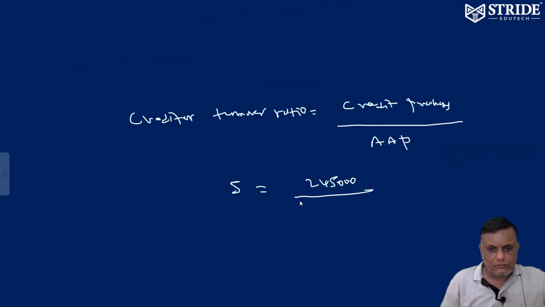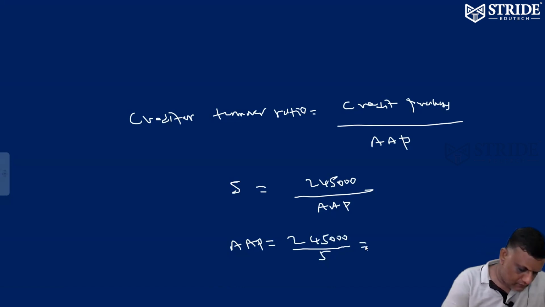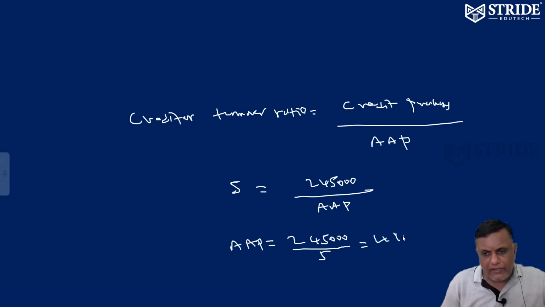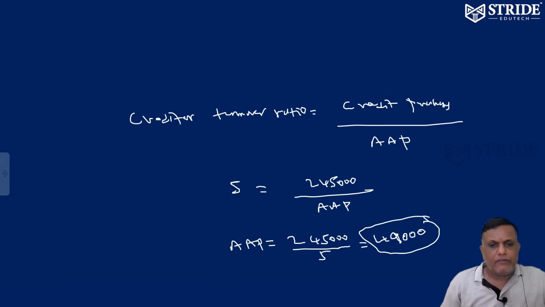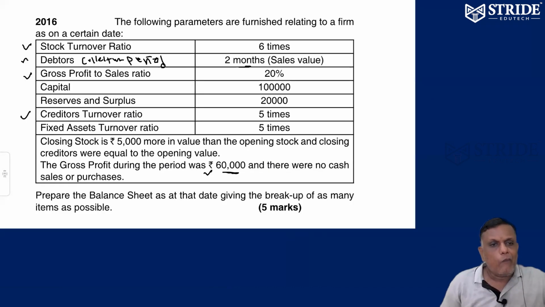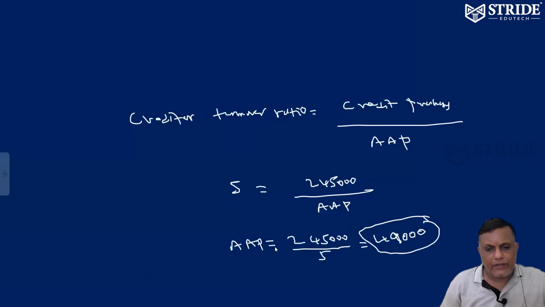So average accounts payable is missing. Average accounts payable is equal to 2,45,000 by 5, which is going to be 49,000. So average accounts payable is going to be 49,000.